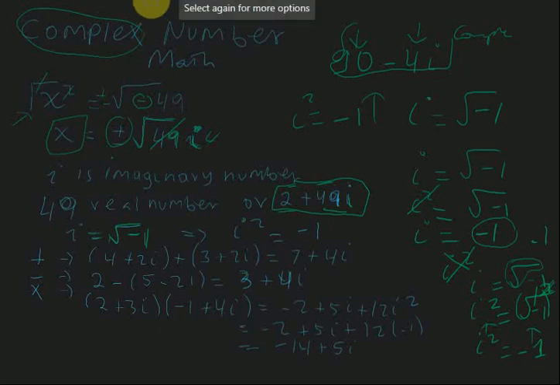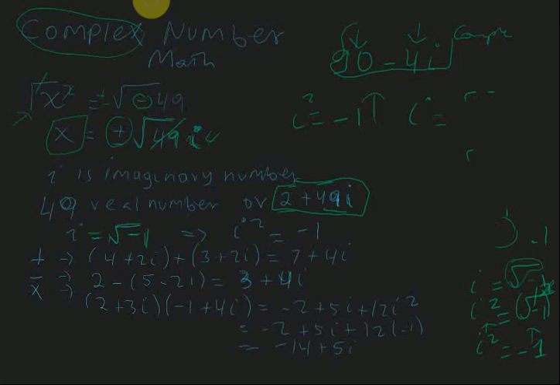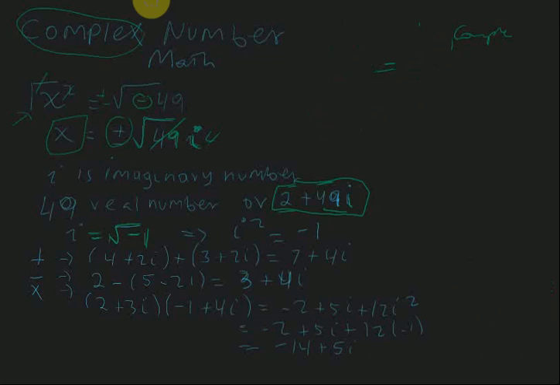So I explain it more, right? Let me just clean here, and then we're gonna continue and explain it more. So i square is equal to negative 1. i is an imaginary number, right? So that's how it goes. Now we're gonna do addition, subtraction, and multiplication for complex numbers.